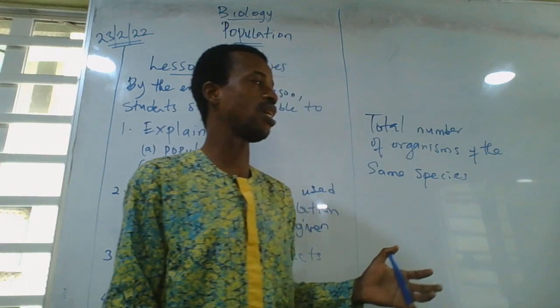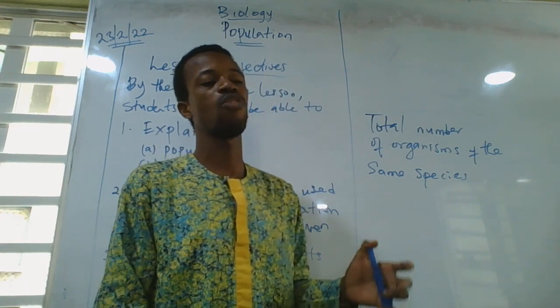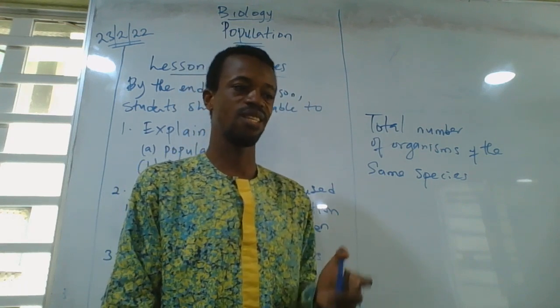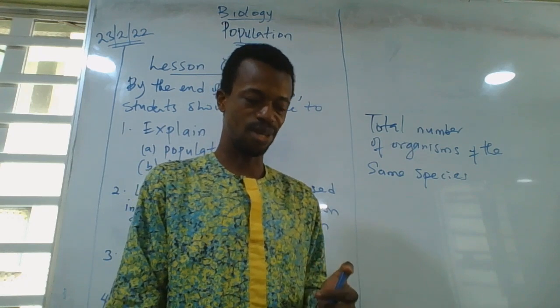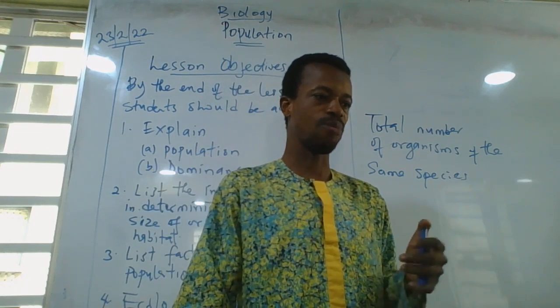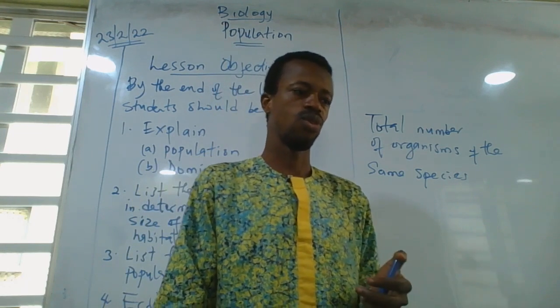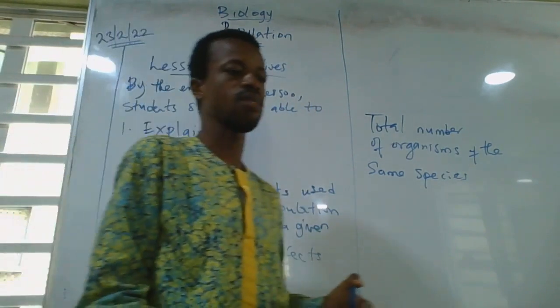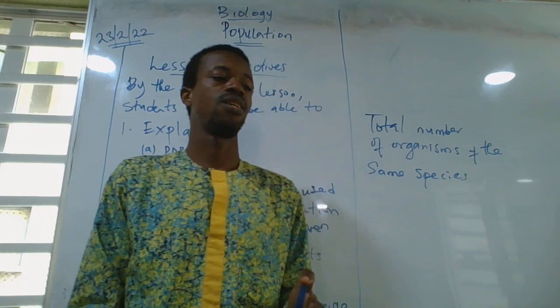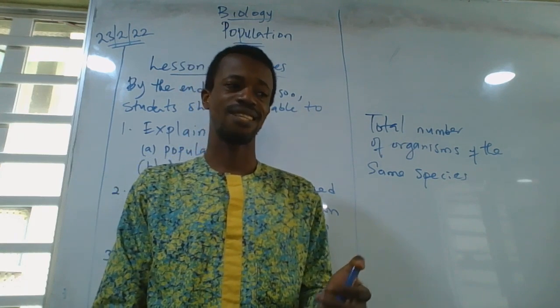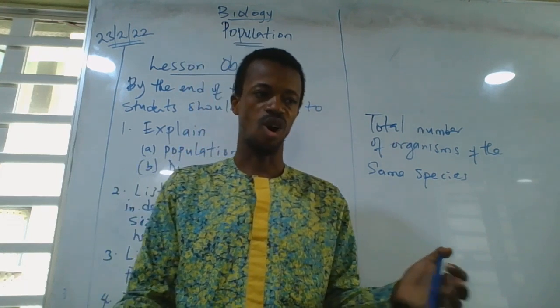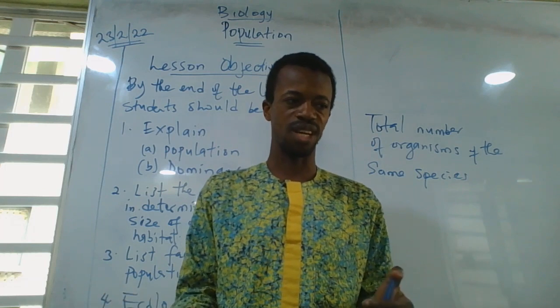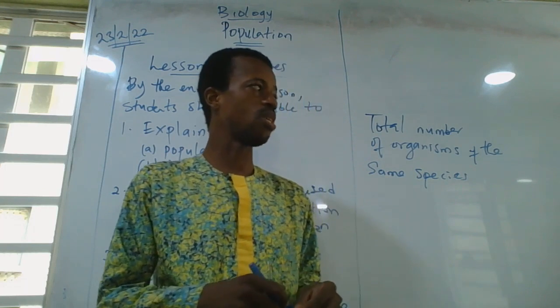So I would like to take it again by saying population is the total number of organisms of the same species living together in a habitat or given area at a particular point in time. So we now go to the next one, which is dominance. What is dominance? This refers to the species that exerts greater influence or a major controlling effect on the other members of the community.